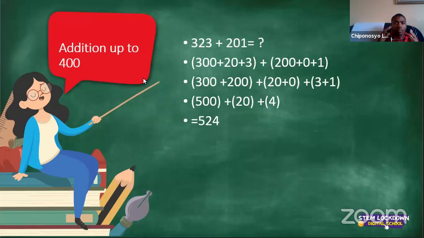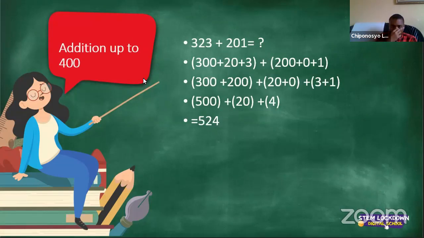So 300 plus 200 gave us 500. Then 20, because there were no tens. Remember that there's no tens in 201, because we don't have a 10 in 201, it's 20 plus 0. Then you have 3 plus 1. Then you get the answers. So it will be 500 plus 20 plus 4. Then your final answer is 524.